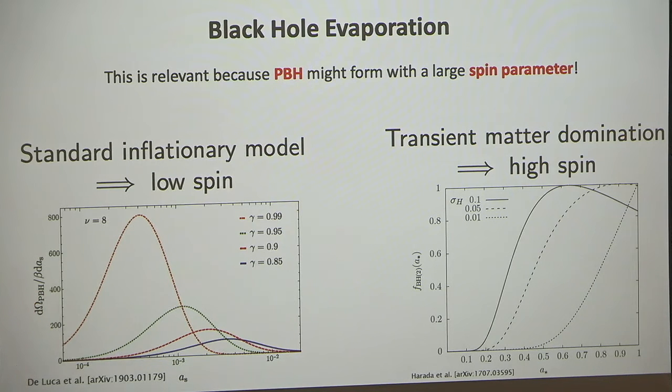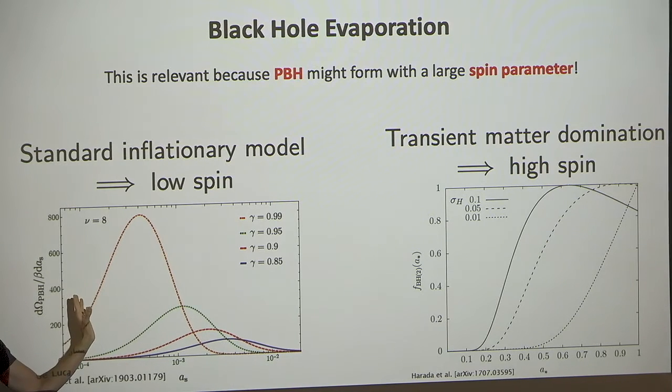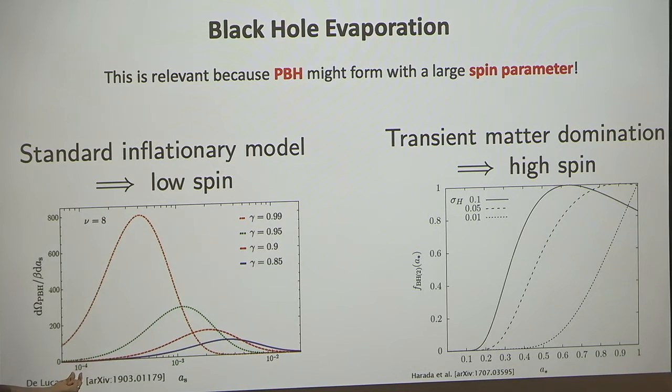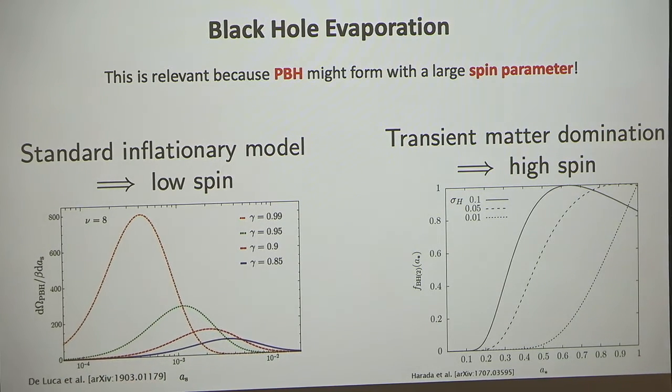I'm not going to go through the details of what these various parameters in this plot from Luke et al. indicate, but look at the units. These are distributions of primordial black hole spins that form during radiation domination. The spin parameter is of order 10 to the negative 4 to 10 to the negative 3.